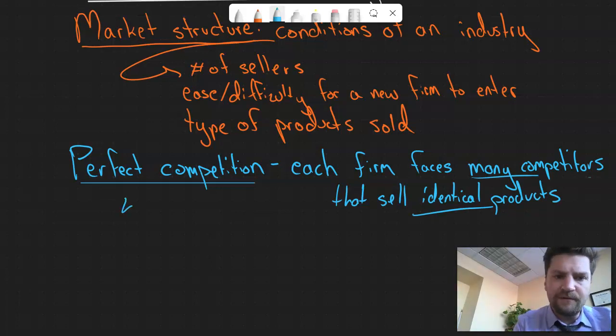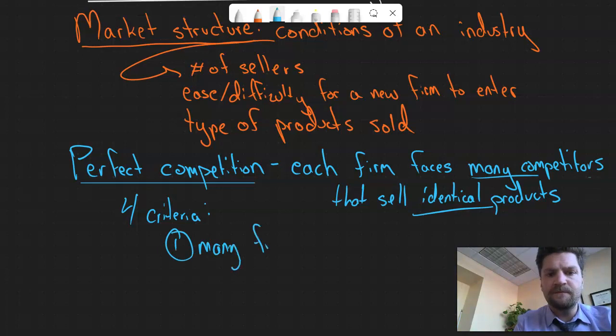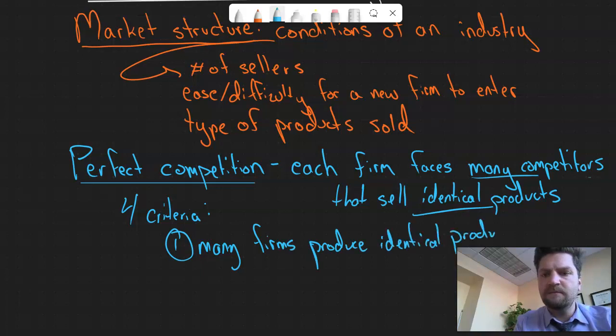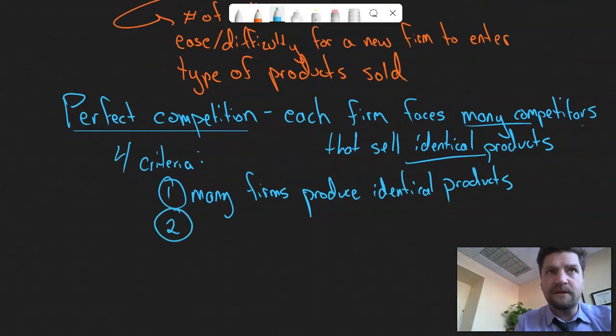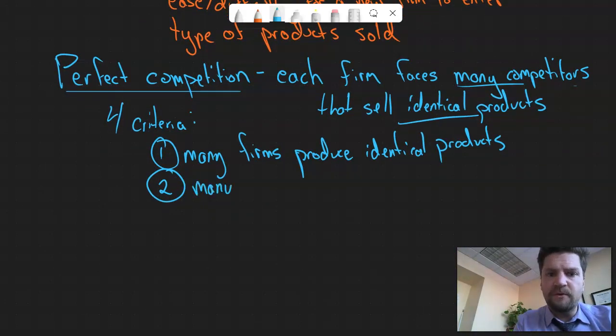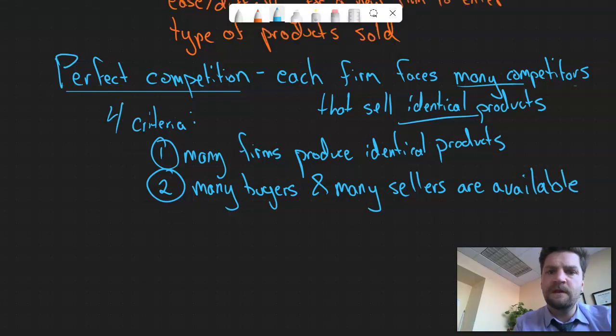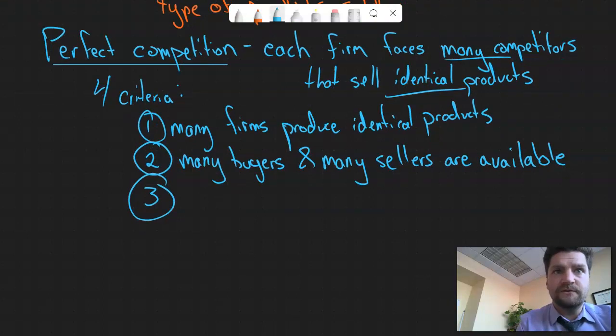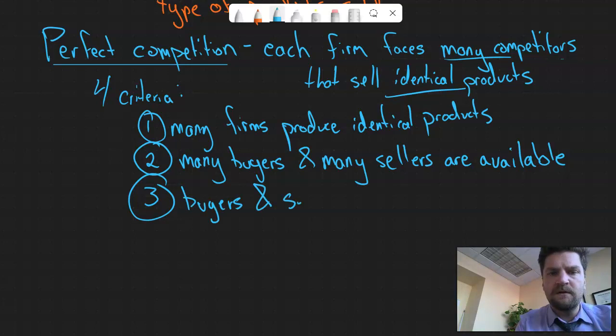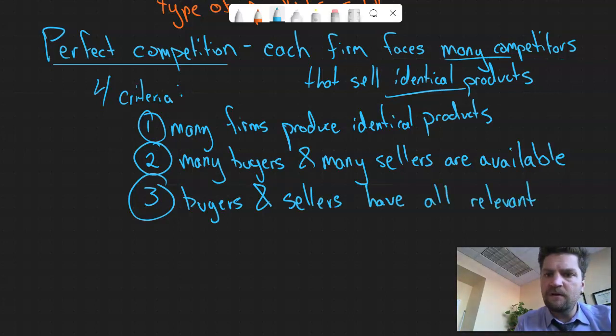So our four criteria for perfect competition. The first one is what we just said: many firms producing identical products. The second criterion is that many buyers and many sellers are available. The third condition is that buyers and sellers have all the relevant information so that they can make rational decisions.